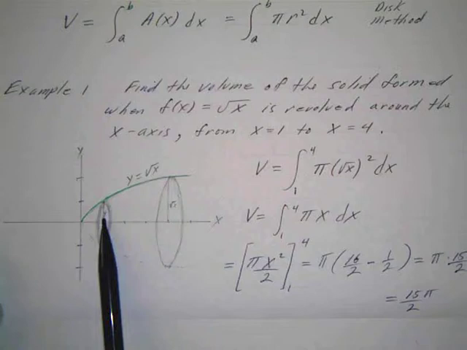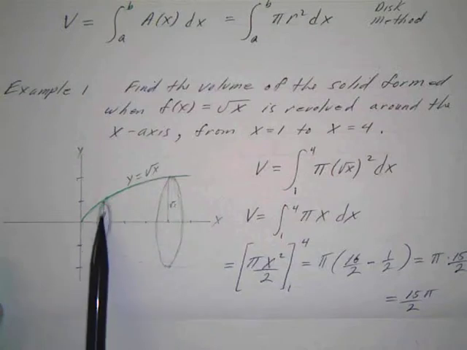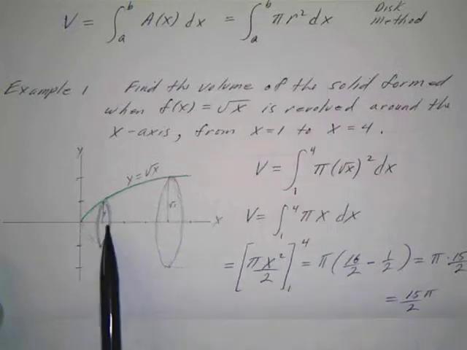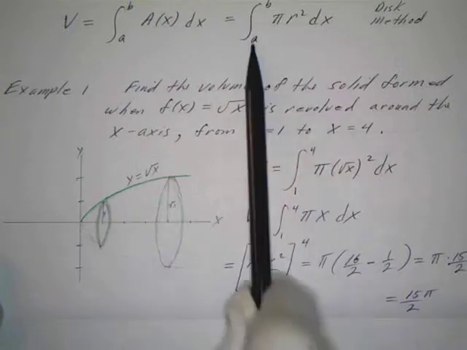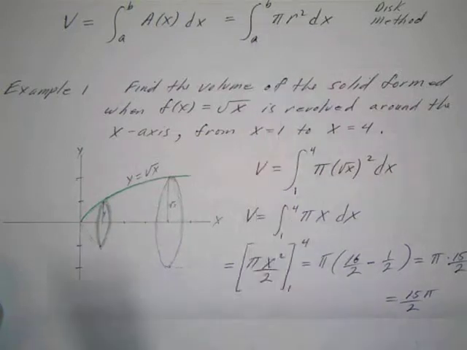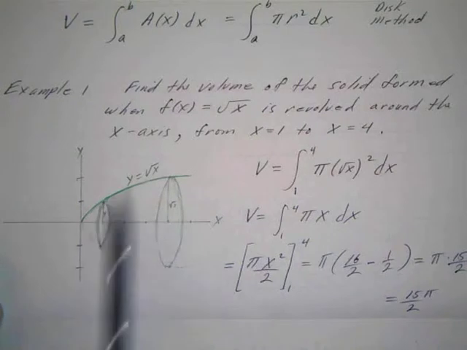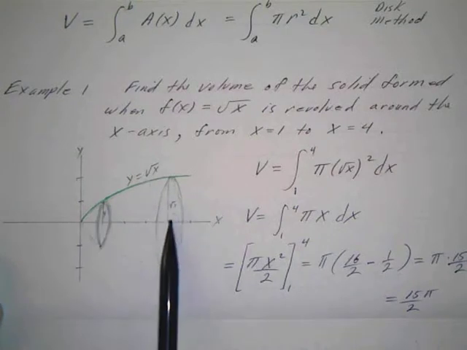Now the area of a circle is just pi r squared. And what's my r? Well, my r is going to be whatever this y is. Okay, so again, I'm using this formula here. And I'm going from 1 to 4, so my a and b are 1 to 4. And my radius is just going to be the value of y, which is just going to be the square root of x, so that's my radius.